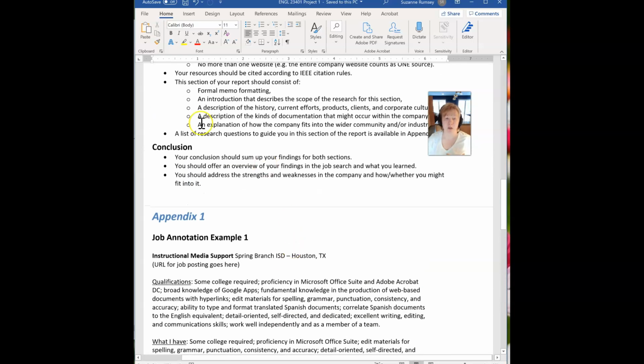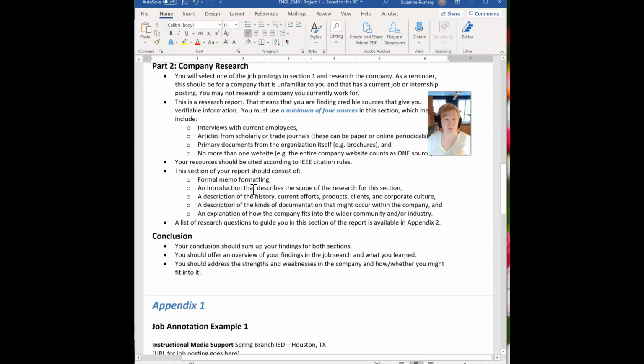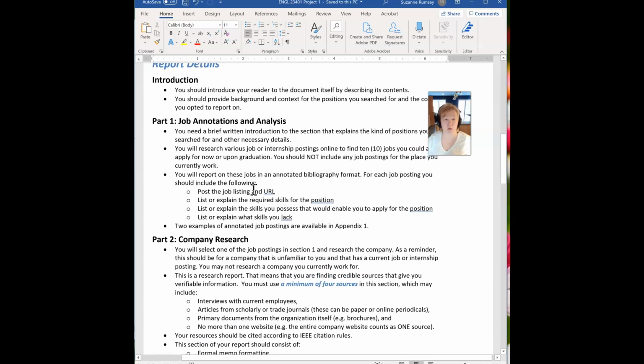Okay, so conclusion. Your conclusion of the report should sum up your findings for both of those major sections, offer an overview of your findings on the job search and what you learned. Overview of what you learned in the research for the company, and then address the strengths and weaknesses and whether you might fit into that company. Okay, so reminder, this is a single report that has multiple parts, an introduction, a whole big list of annotations, which you need a brief written introduction to. So you'd maybe title the section Job Annotations and Analysis, and then you'd write a paragraph describing what it is before you get into those.